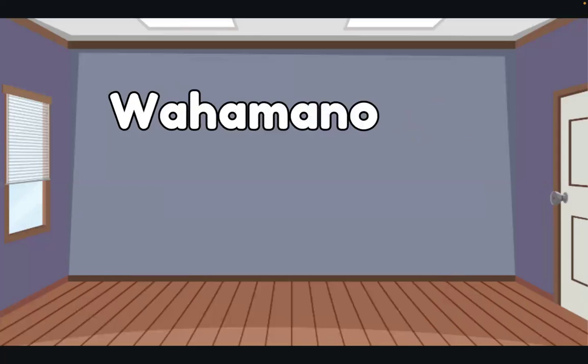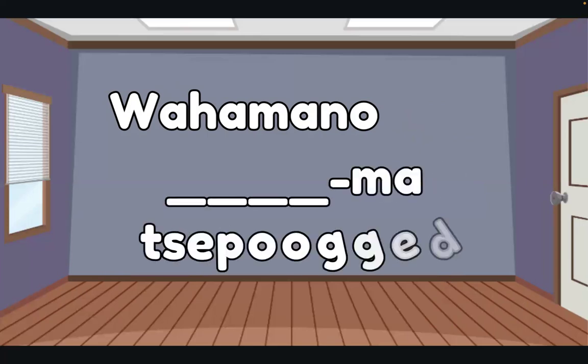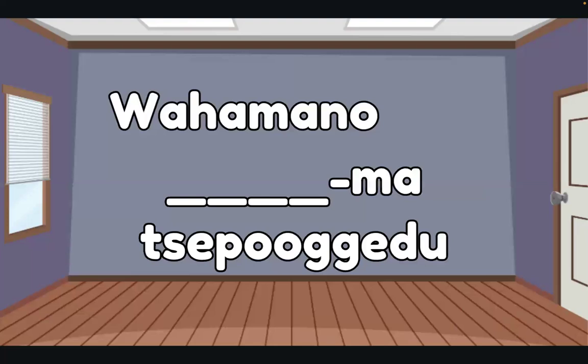You drop the o, so now it becomes just simply wahamano. That's 20, the bare root stem for 20, wahamano. And then you add this longer phrase: blank ma tsipugid. Basically what they're saying is this is 20 with blank added on, and in the blank is where you'll add your additional number.